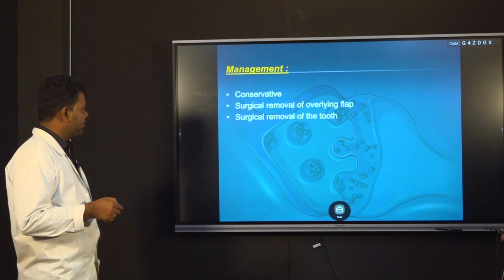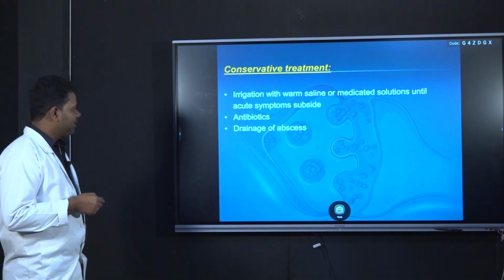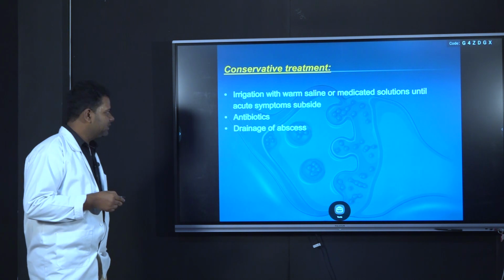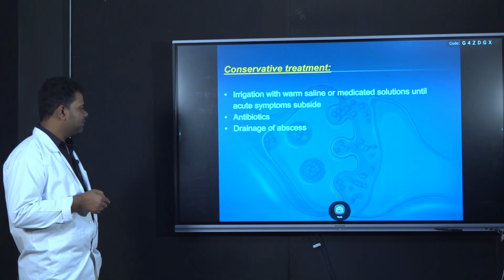And the management can be conservative, surgical removal of overlying flap, and surgical removal of the teeth. And in conservative treatment, you can use irrigation with warm saline or medicated solutions. Antibiotics and drainage of the abscess is the most important one.